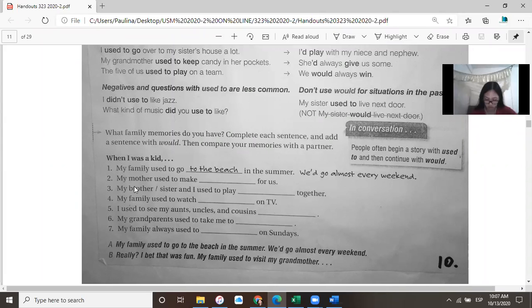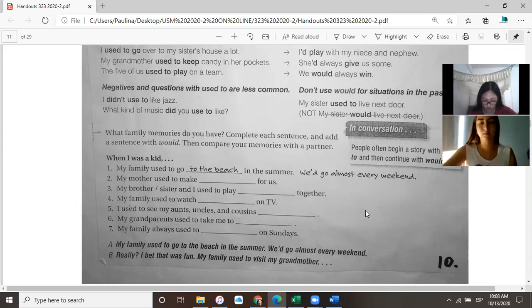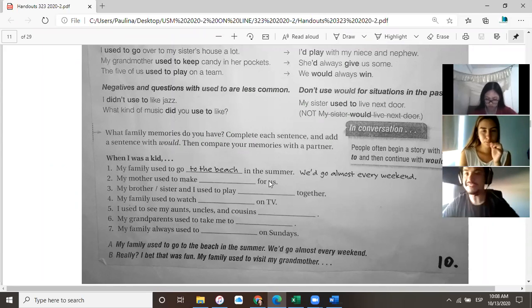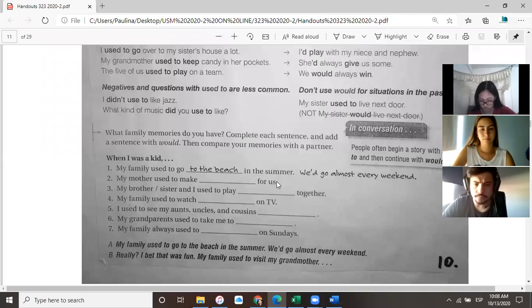Catalina Carrasana. Do you have a camera, Catalina? Gonzalo, Diego, thank you. My mother used to make for us. Isidora said, my mother used to make breakfast for us, and we would have breakfast together every Sunday. That's Isidora's sentence. Can you create 2 sentences, Catalina, for number 3?